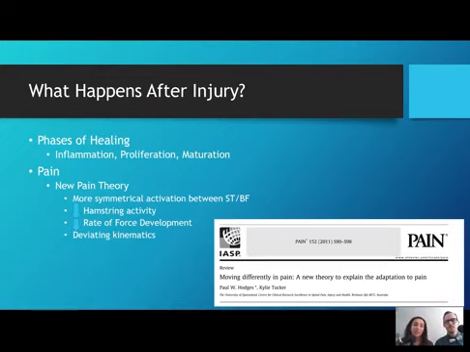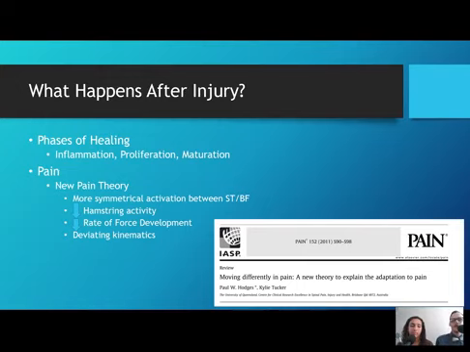Okay, now we talked about before. Now we're going to talk about what happens after injury. Yes, as we've mentioned before, it would be great to prevent all injuries, 100% of the time, but unfortunately that's still not the reality. We're just not there yet. Injuries are going to happen. So what exactly happens after a hamstring injury?